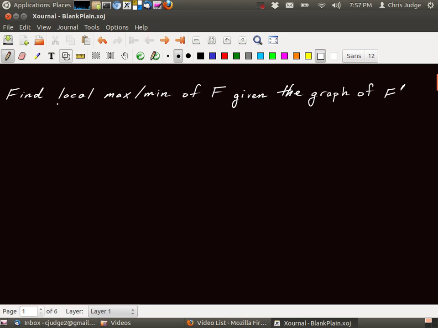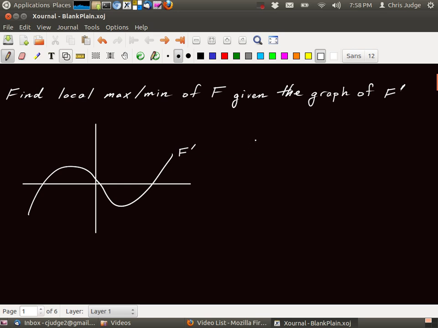In this video, we'll show how to find local maxes and mins of a function f when given the graph of its derivative, f prime. Let's start with an example. Here's a function. It's going to be the graph of the derivative, not the function itself, but the graph of its derivative. So what do we do to find the local maxes and mins when given this graph?